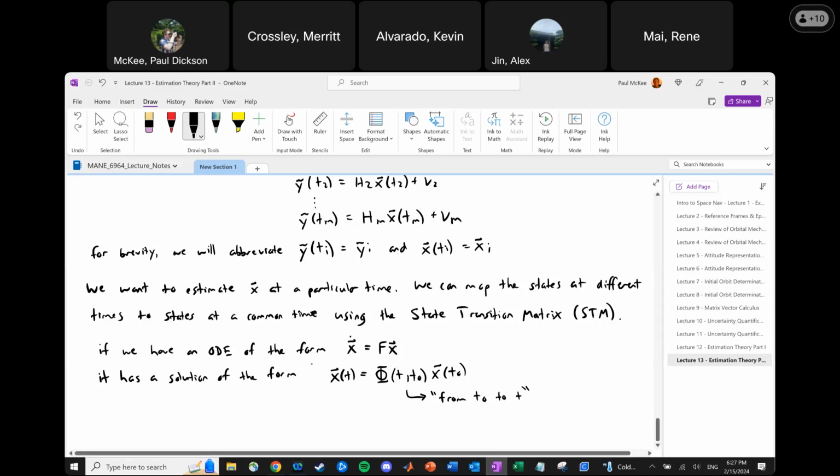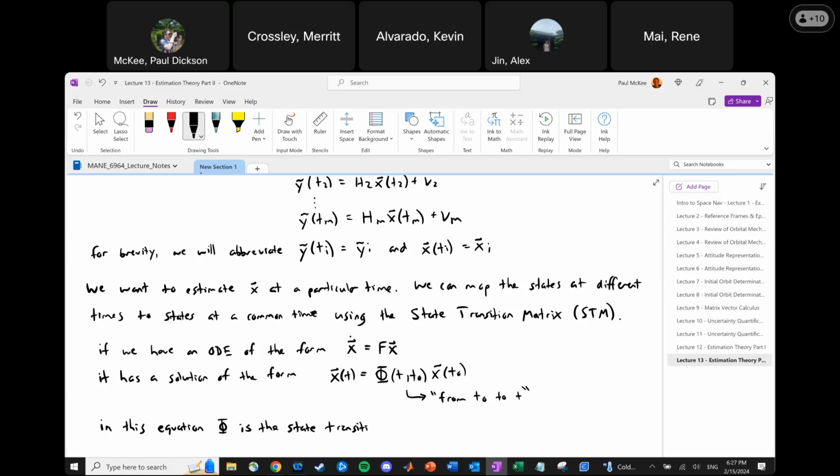And delete that. Okay. So in this equation, oh, hang on. My notes are getting all shifted around here. Bear with me. And we're almost done for the day. I realize we've accomplished a lot, so we're going to wrap up pretty soon. In this equation, capital phi is the state transition matrix, which has some useful properties.